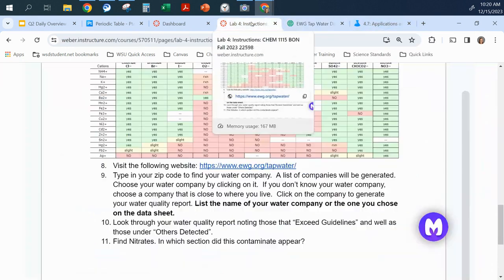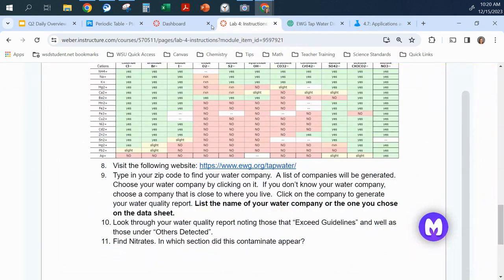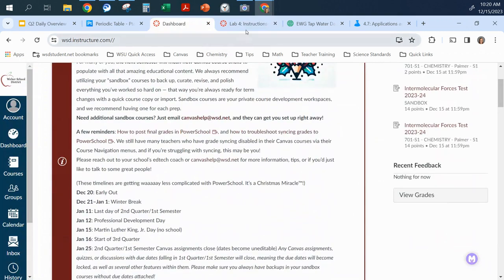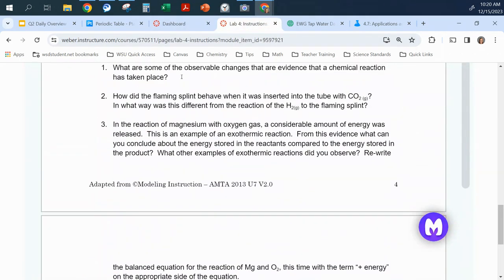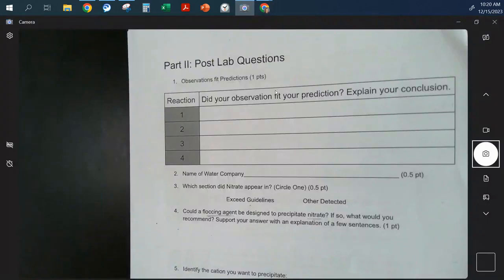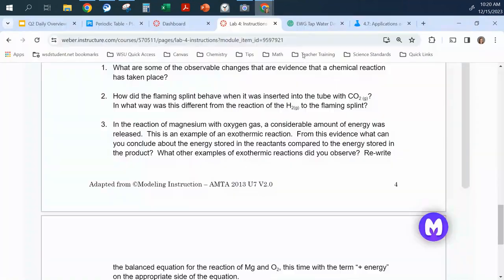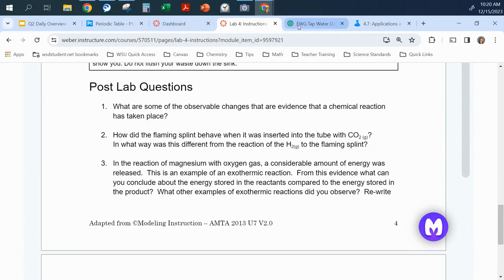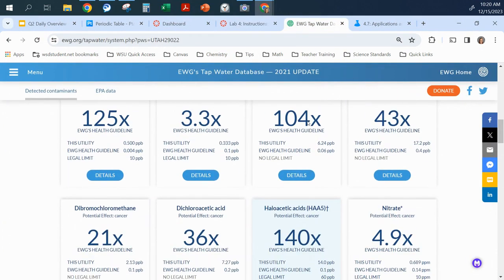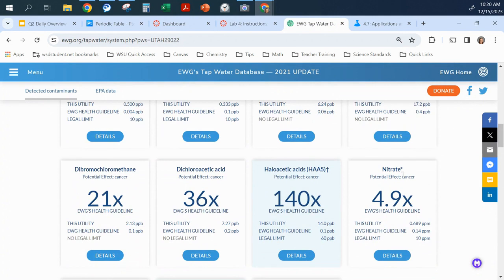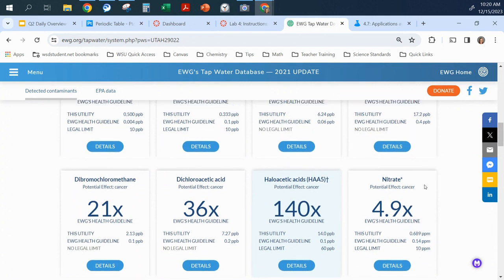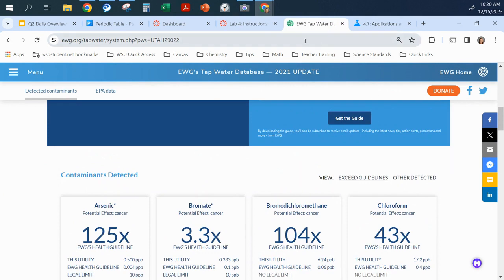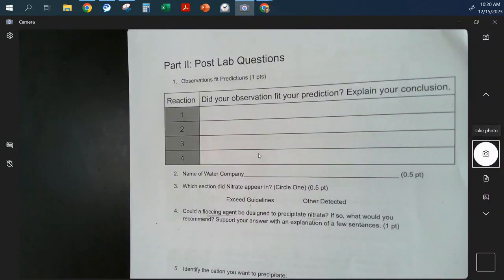So let's go back to our questions. We're looking for nitrate. Which section did nitrate appear in? Is it exceeded or other? So if I go back to that website, look for nitrate. Is it in exceeded? Where is nitrate? Nitrate says it's exceeded guidelines. So that one's exceeded.